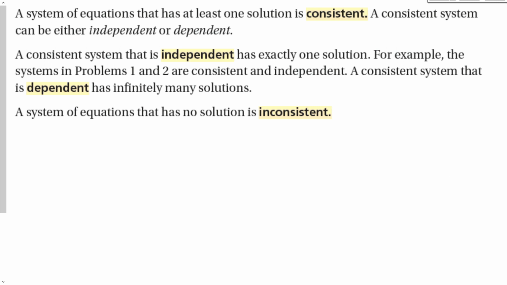So, little vocabulary right here. So a system of equations that has at least one solution is consistent. A consistent system can either be independent or dependent. A consistent system that is independent has exactly one solution. For example, the problems that we just did in problem 1 and problem 2 are consistent independent systems. A consistent system that is dependent has infinitely many solutions. So if we are consistent, you're going to get an answer. We're going to get one answer for independent, infinite answers for dependent. And a system of equations that has no solutions is called inconsistent.